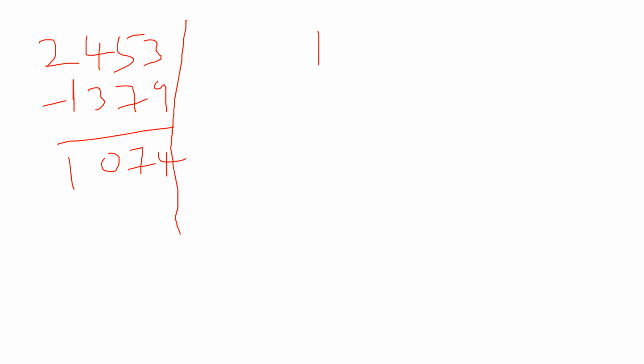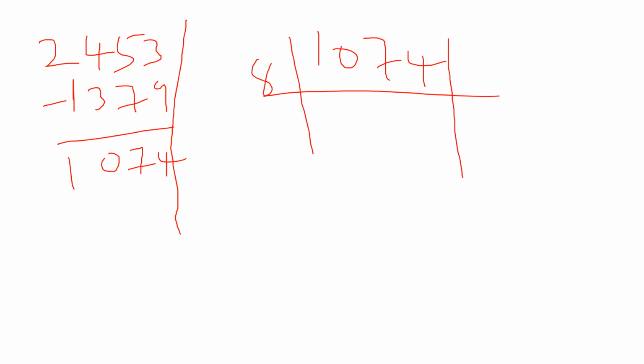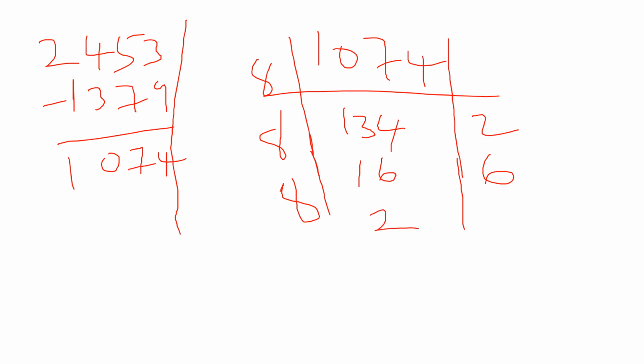So we are going to have 1074 in base 10, then we divide by 8 here, and we get 134 remainder 2. Then if we divide by 8 again, we get 16 remainder 6. Then if we divide by 8 here, we get 2 remainder 0. And then if we divide by 8 here, we get 0 remainder 2.